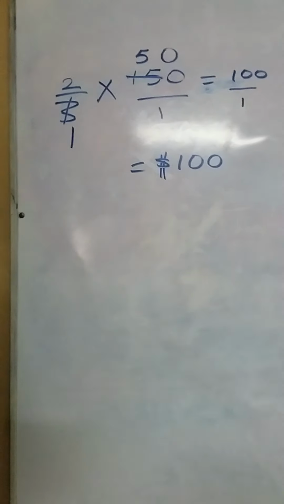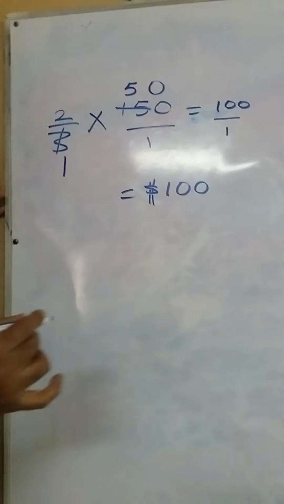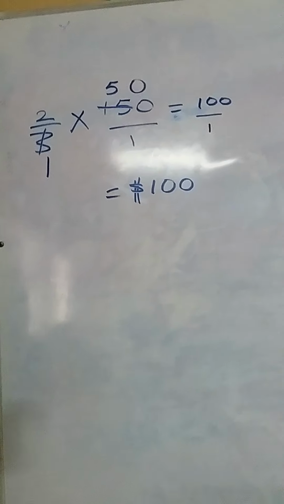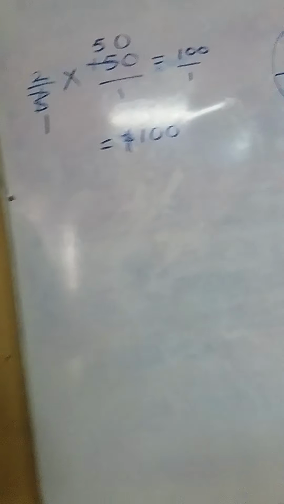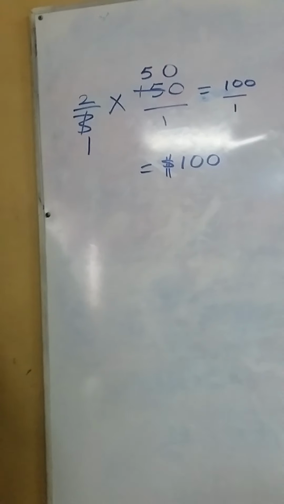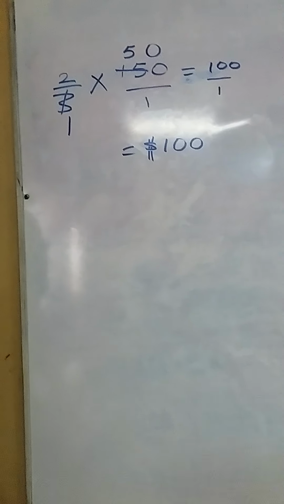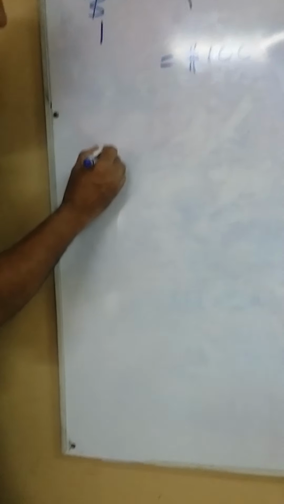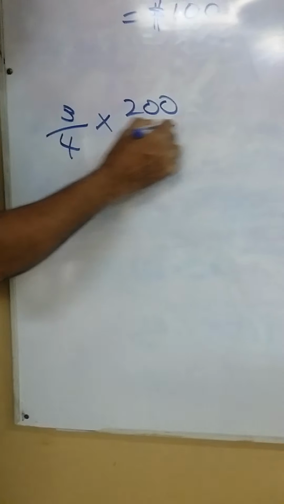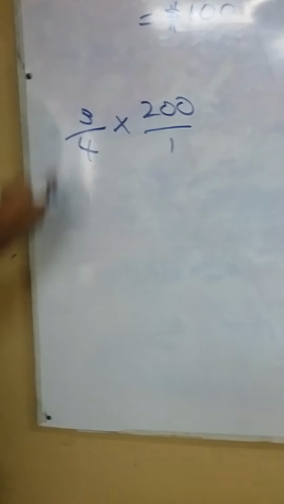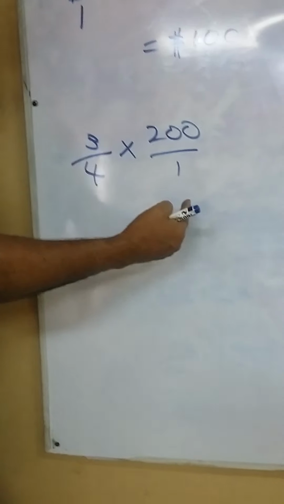So let's try one more. Let's try one more before I send you a worksheet. Okay? Suppose your weekly allowance is $200 and you spend 3/4 of your weekly allowance buying snacks. So let's find out how much money you spend buying snacks. So you would have spent 3/4 of the $200 buying snacks. Okay?